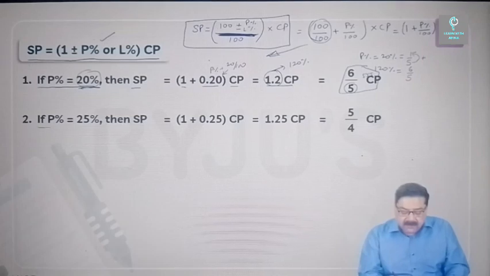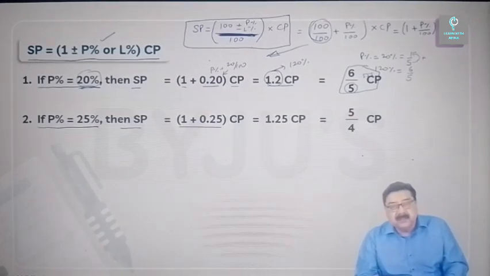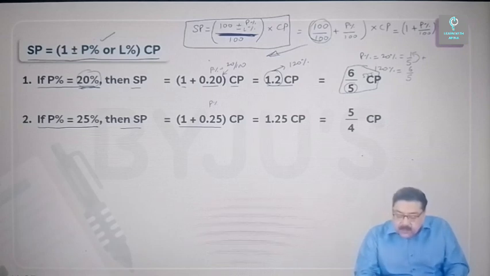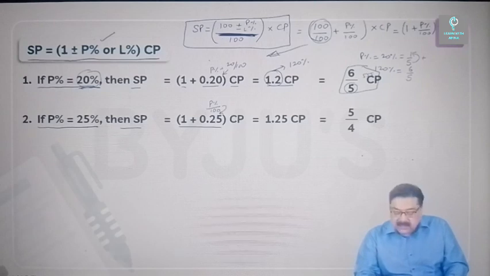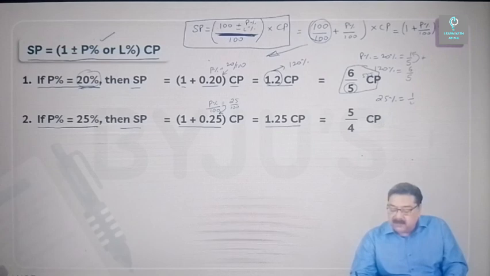Now look at this one. If profit percent is 25%, then selling price will be 1 plus 0.25 times CP. Whatever figure is given to you as profit percent, you just need to divide that by 100 to get this figure. So this is nothing but 25 by 100. So it becomes 1.25 times CP. So now 25% we know is 1 by 4. So 125% shall become 5 by 4. This 4 gets added to the numerator. And mind you, 125% is 1.25 times.